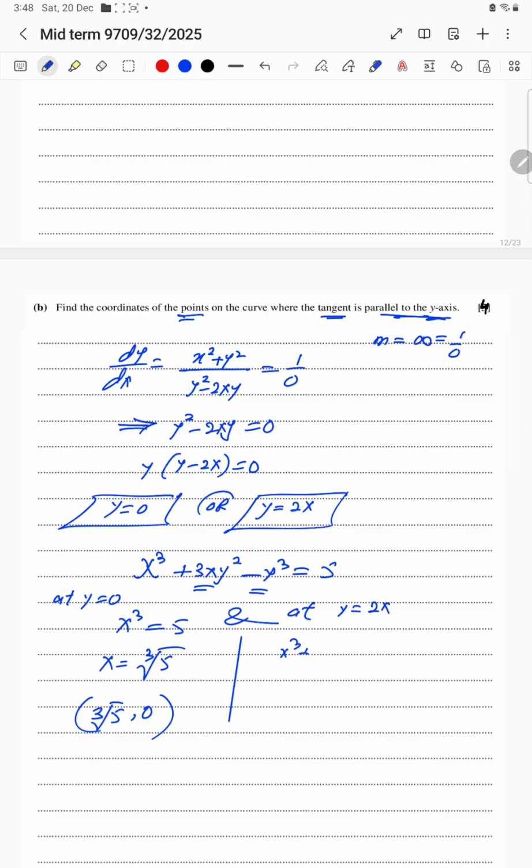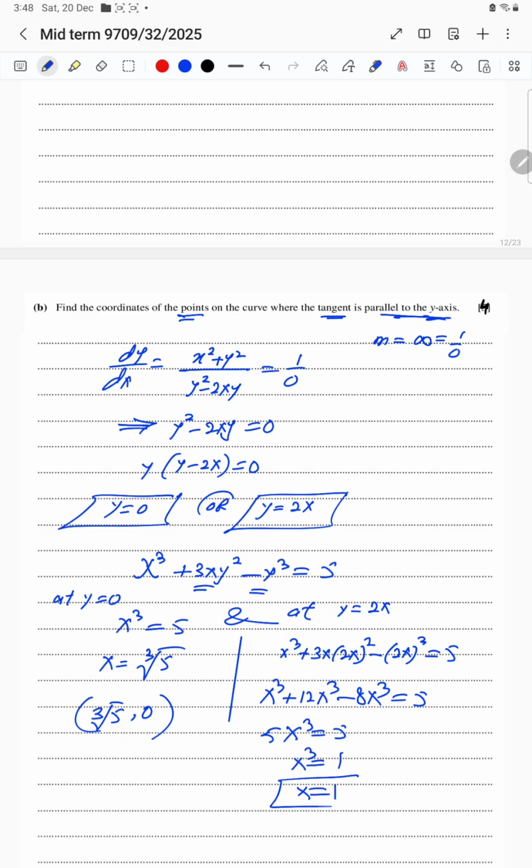And the other at y equal to 2x. So I get x cube plus 3x into (2x) square minus (2x) whole cube equal to 5. So x cube plus 12 x cube minus 8 x cube equal to 5. So what comes the result? It is 5x cube equal to 5, x cube is equal to 1, x is equal to 1. So x is 1, then y will be 2. So (1, 2) is the other point. I hope it is clear.